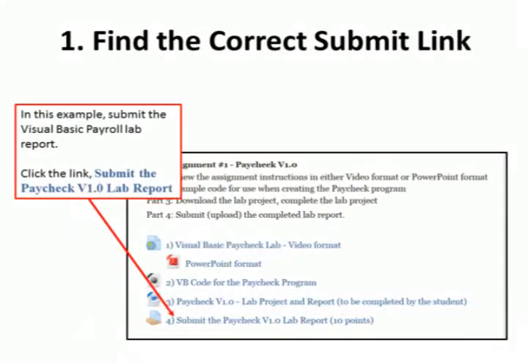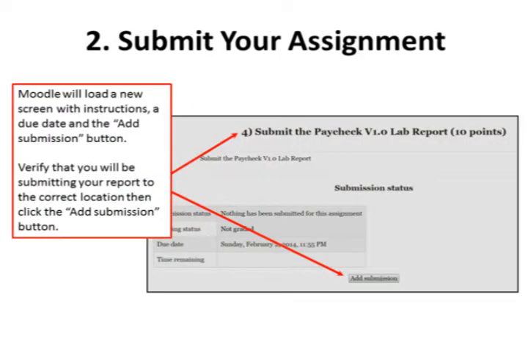All of the lab reports should be submitted using Moodle. Find the correct submit link. This shouldn't be too bad at the beginning because this is your first lab assignment. You want the link that says Submit Your Paycheck version 1.0 Lab Report. Click on that one. Moodle should then load up a new screen with instructions showing a due date and an Add Submission button. Verify that you're submitting your report at the correct location, then click Add Submission.